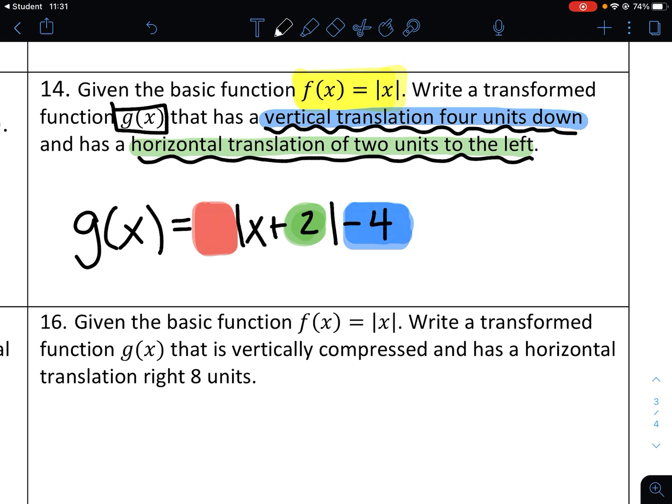Remember, I should have put it there in the beginning, but the x is there inside the absolute values as well. There's no number in front because there's no reflection and there's no vertical stretch or compression. So if I were to rewrite this without the highlights and everything else going on, we would say that we have the absolute value of x plus 2, all minus 4.